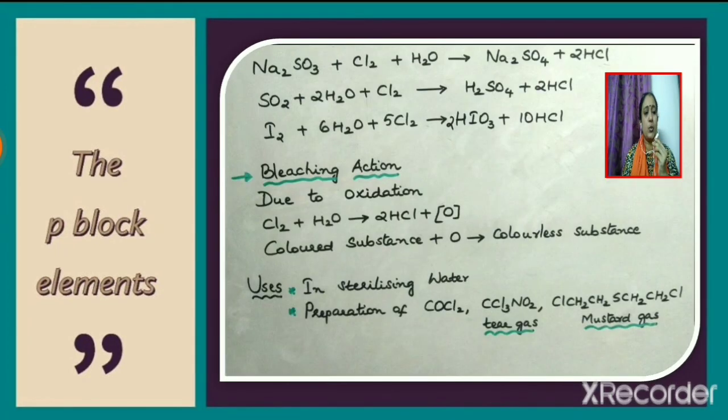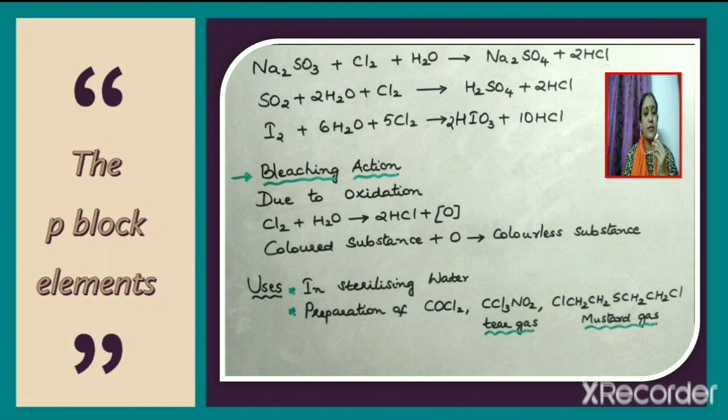Chlorine water loses its yellow color on standing. It is because chlorine reacts with water to give HOCl and HCl. Next we shall discuss the oxidizing action of chlorine. It oxidizes ferrous sulfate to ferric sulfate. Sodium sulfite gets oxidized to sodium sulfate. Sulfur dioxide gets oxidized to sulfuric acid. Iodine gets oxidized to iodic acid.